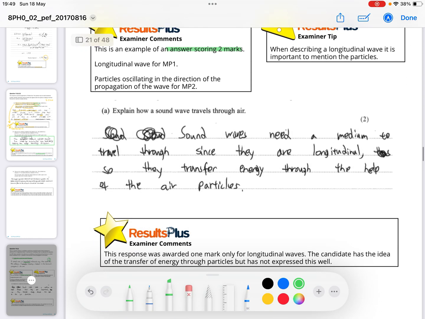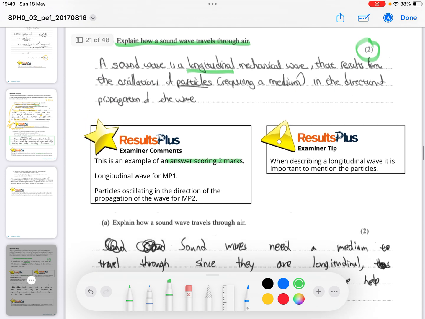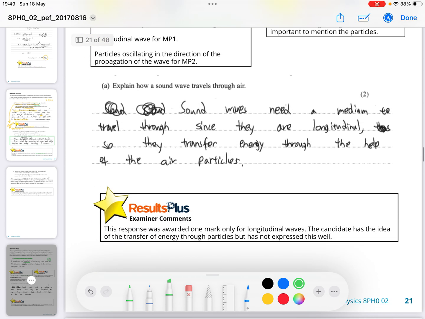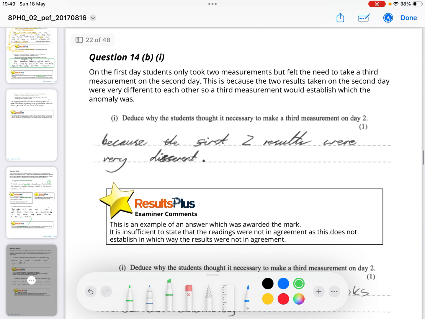Okay, and then it says explain. This is another example, and this one was awarded 1 mark. So again, you should have a look and see why does this answer get 1 mark and the first one got 2 marks. Okay. And then part B, part 1, 14B, part 1, which is the next question.